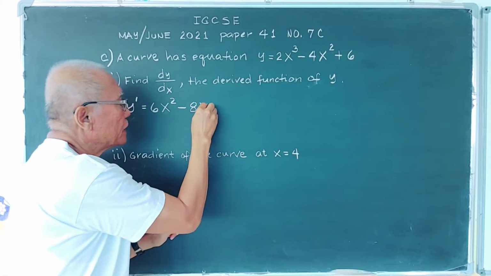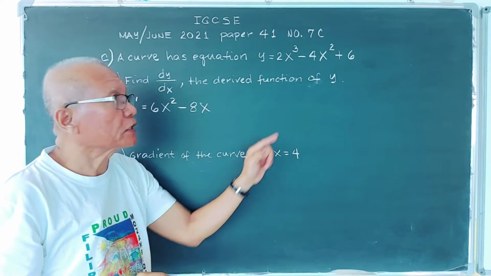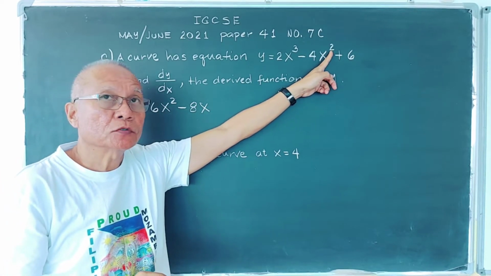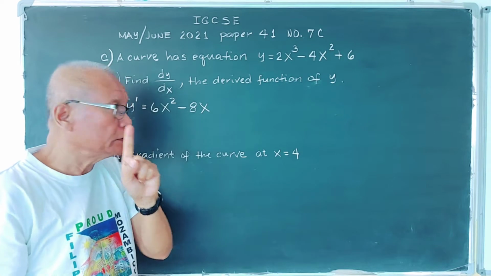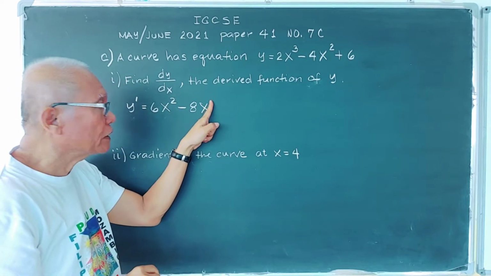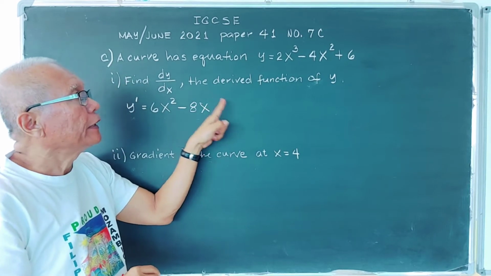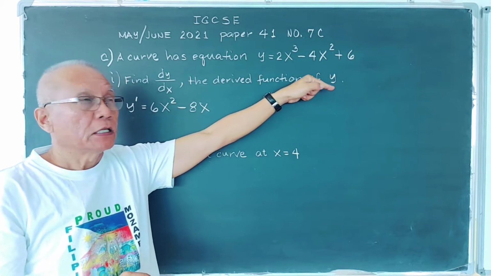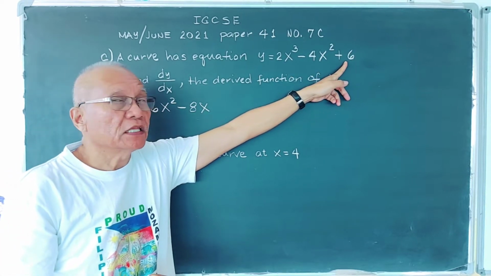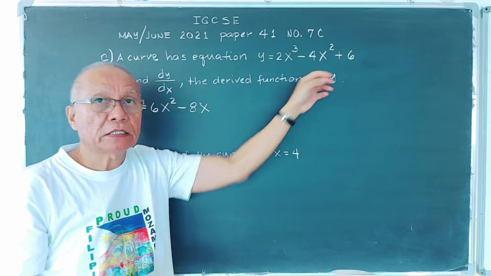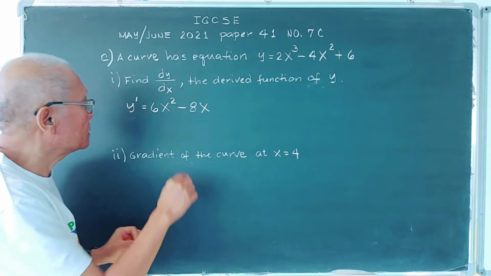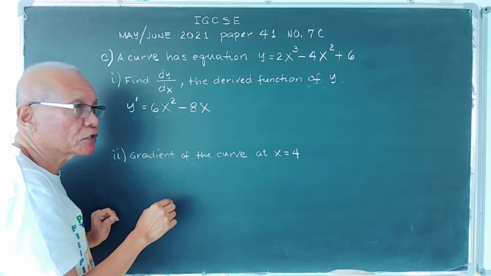What are we going to do with the x? The exponent of x, we subtract 1 from 2. So 2 minus 1 is 1. So we will not put any more than 1 here because we know it's 1. And then what about the constant? For the constant, the derivative of a constant is 0. So this is the derived function.